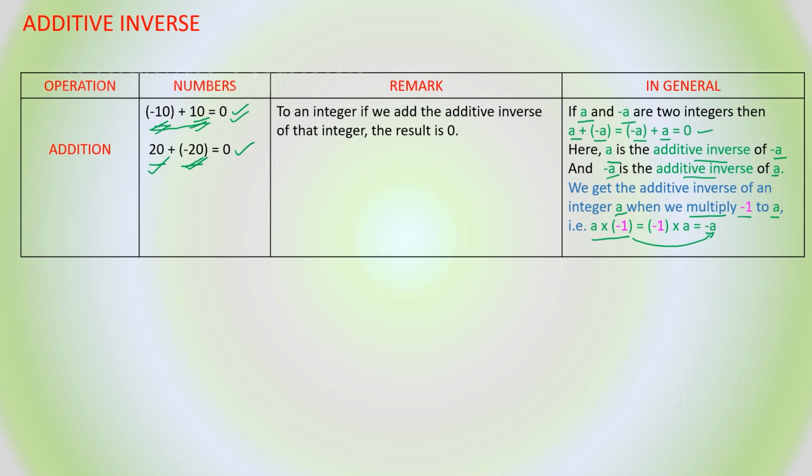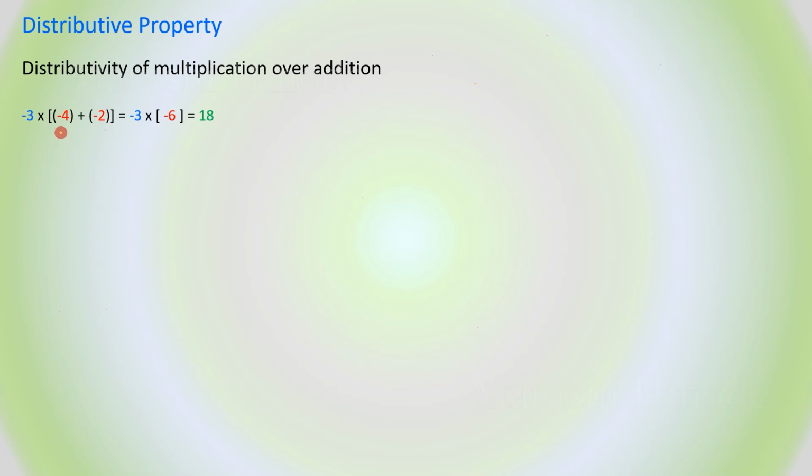Next, distributive property. Let us go through distributivity of multiplication over addition. If we look at this sum, here minus 4 and minus 2 are grouped. When we add this, we get minus 6, and minus 3 into minus 6 is 18.